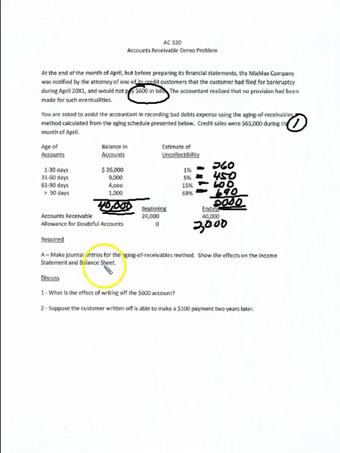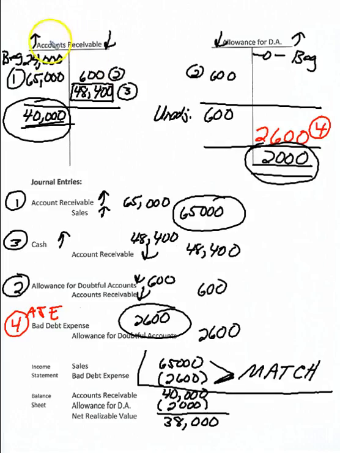Okay, so we can see we've gone through the first part, required, and what's the effect on the income statement and balance sheet. Now, here's some particular things. The write-off of $600, when we know there's a particular customer that's not going to pay, what is the impact on the financial statements? So let's look at that closer. So we're going to look a little bit closer at this $600 item.